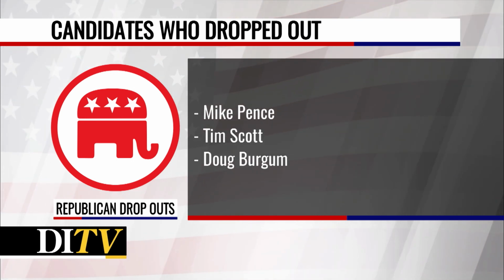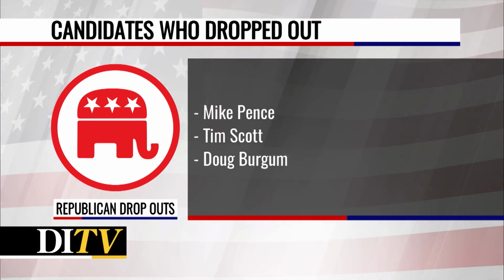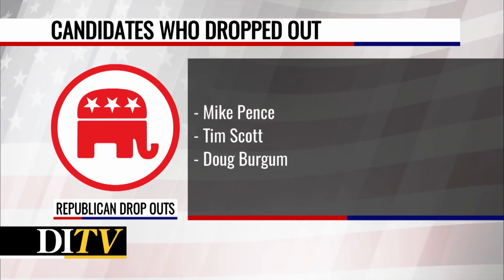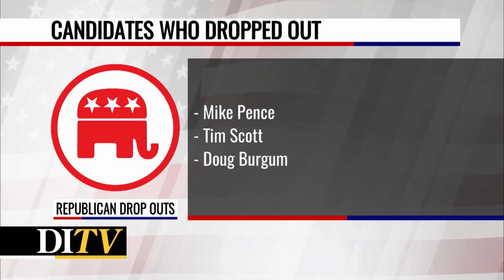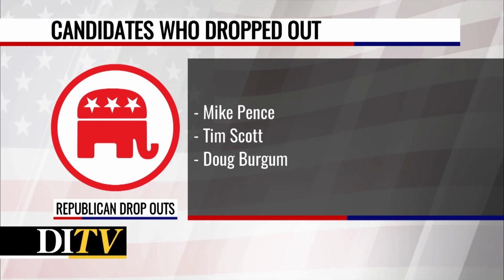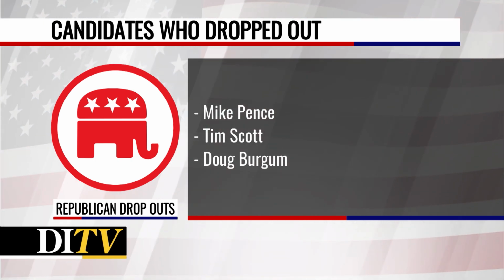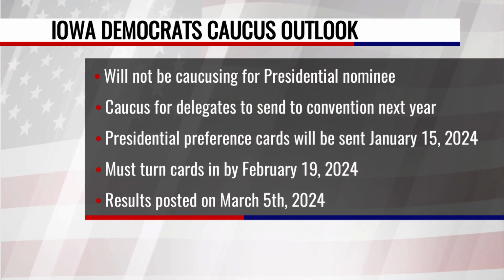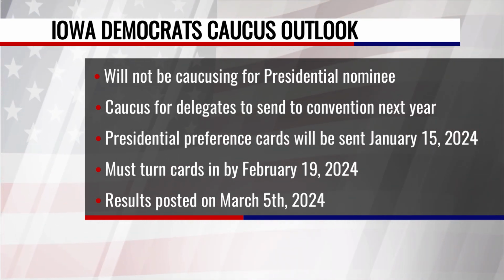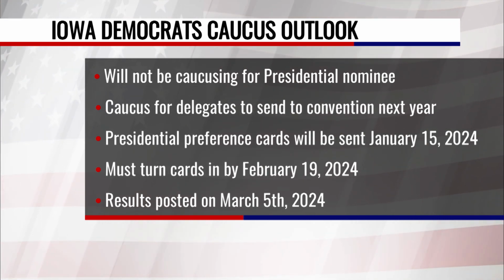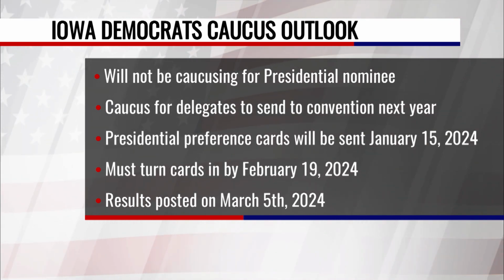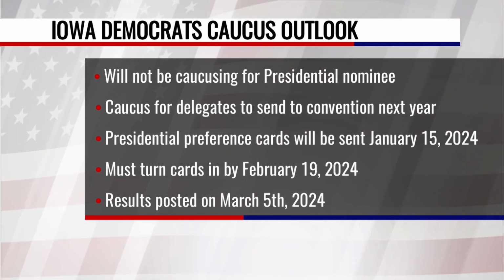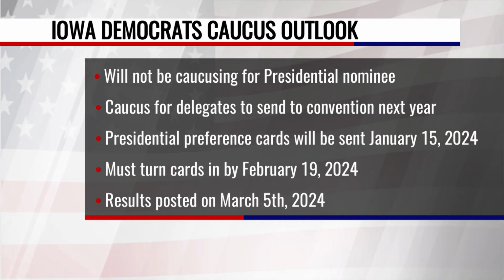The following candidates will not be included on the ballot after dropping out of the race. Former Vice President Mike Pence, Governor of South Carolina Tim Scott, and recently North Dakota Governor Doug Burgum will be absent from the ballots. On January 15th, the Democrats will instead be voting to elect delegates for future conventions rather than voting to determine a presidential candidate. Instead, the Iowa Democratic Party will be sending out presidential preference cards where voters can express who they wish to see on their ballot in November.